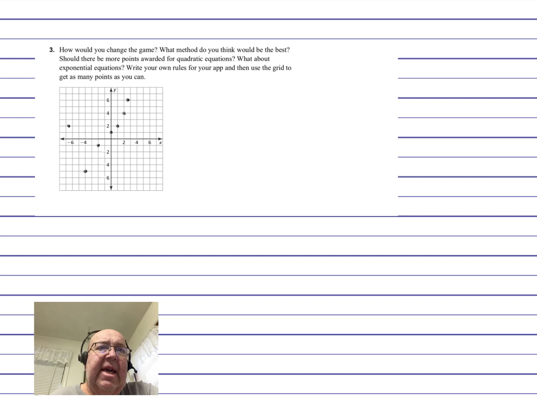How would you change the game? What method do you think would be the best? Should there be more points awarded for quadratic equations? And what about exponential equations? The last portion of this unit talks about looking at the different types of equation families: exponential, linear, and quadratic. As you look at this, write your own rules for your app and then use this grid to get as many points as you can. So again, you're going to have to take some thought and put down what you think is best.